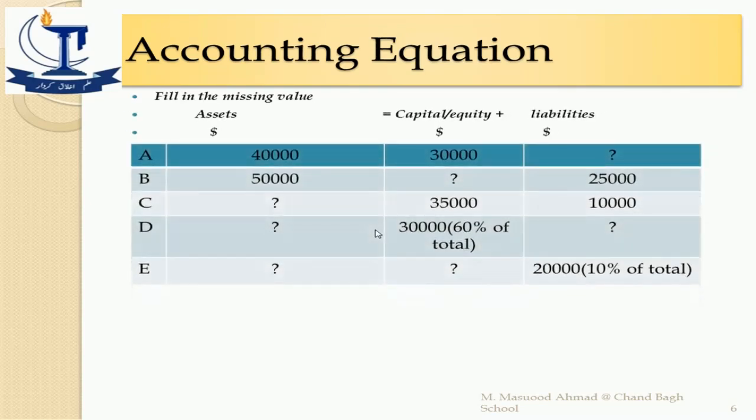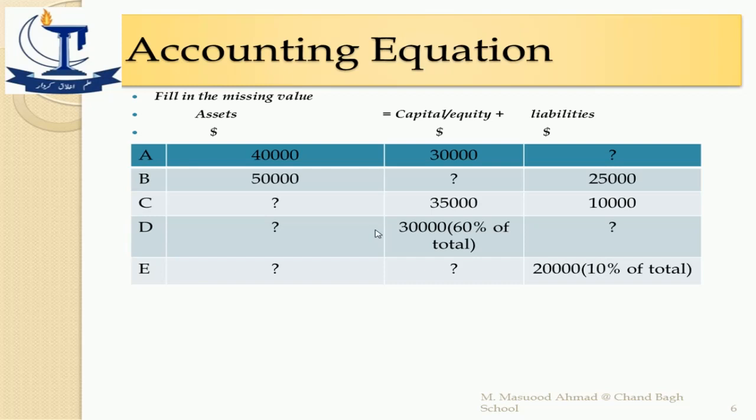And here it is. Question A: you are given 40,000 worth of assets, and on the other side of the equation, I must write the equals sign over here but I have forgotten it. Capital and equity is 30,000 and your liabilities are missing. So total assets are 40,000, and among these 40,000, 30,000 is your capital. What would be the value of liabilities in this case? You have to answer.